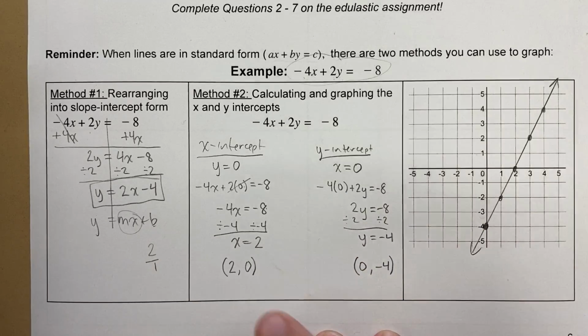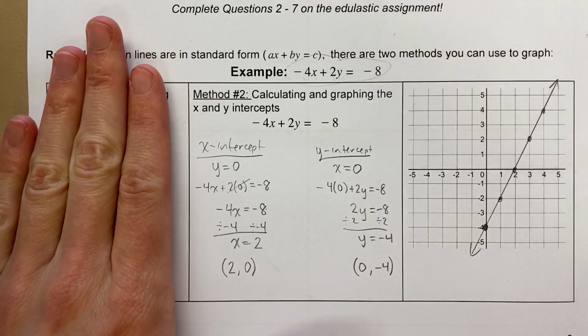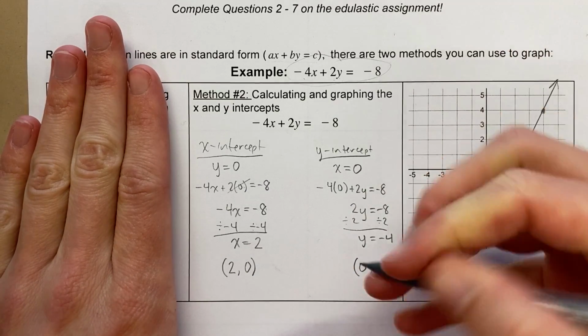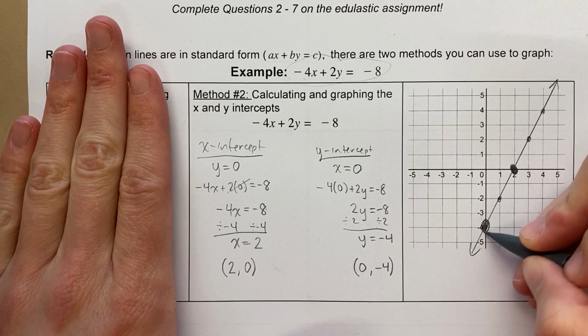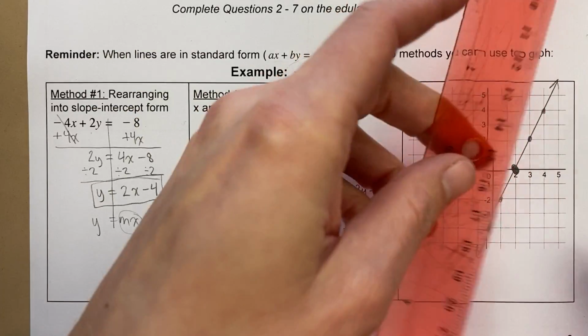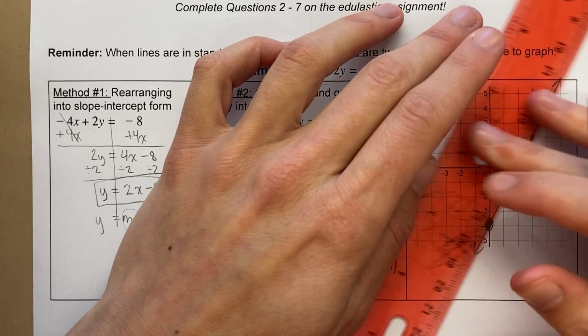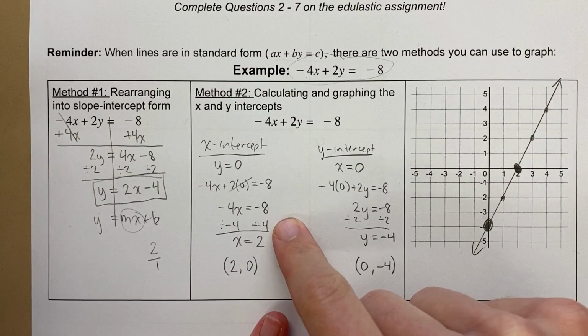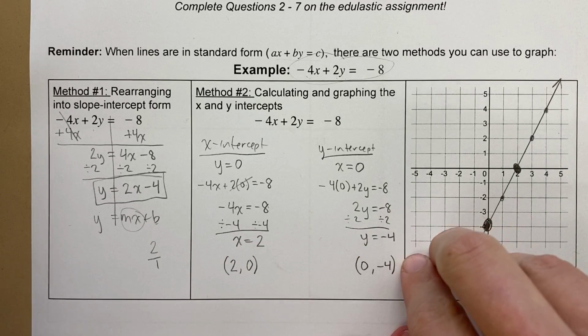So if you notice, what I could do, if let's say this graph was empty, I would graph this point, 2, 0, which is right here. And I would graph this point, 0, negative 4, which is right here, and I would say, oh, my line goes through those two points, and I would draw the line, and if you can see, I would end up with exactly the same line. So those are your two options when you go to graph a line in standard form.